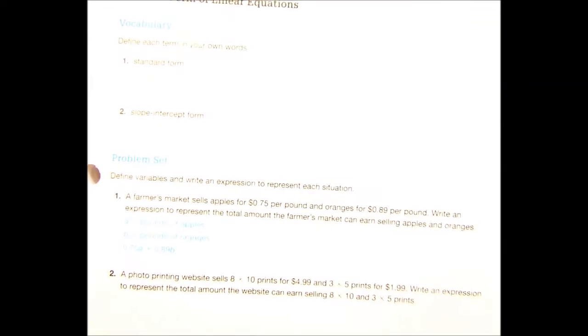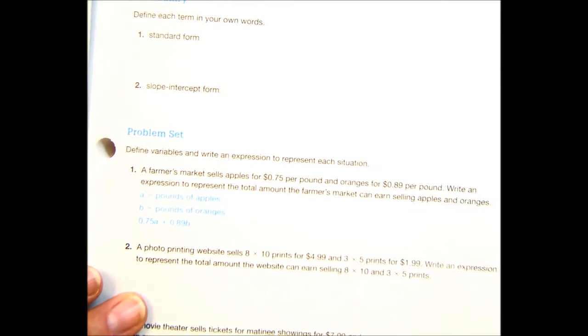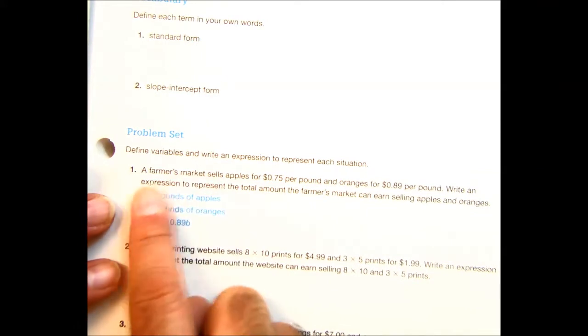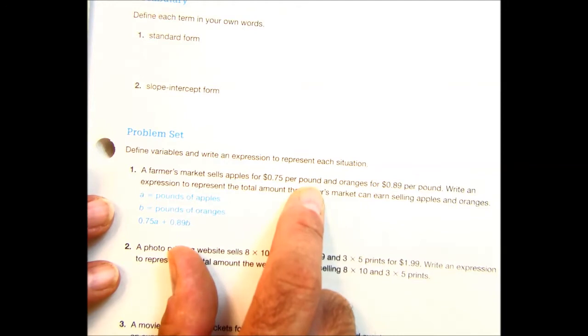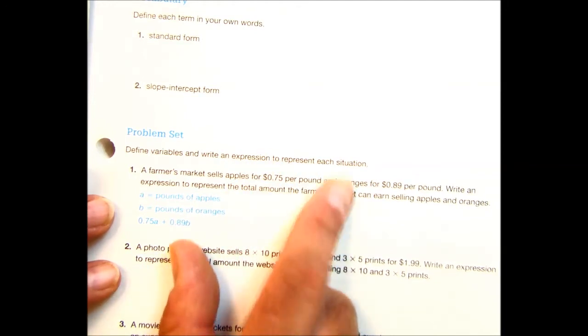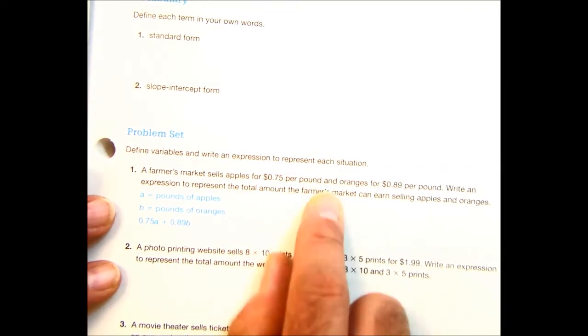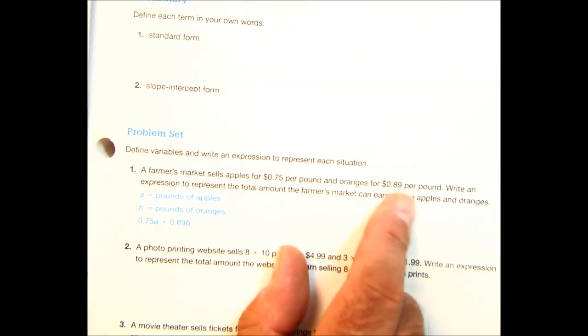ID, whatever you have. All right, so what I've decided to do, as you can see, is I'm going to go through Skill Practice 3.2 real quick and go over the problems that already have the answers. So here we go. A farmer's market sells apples for 75 cents per pound. So that is our first rate of change, correct? And oranges for 89 cents per pound, which is our second rate of change.